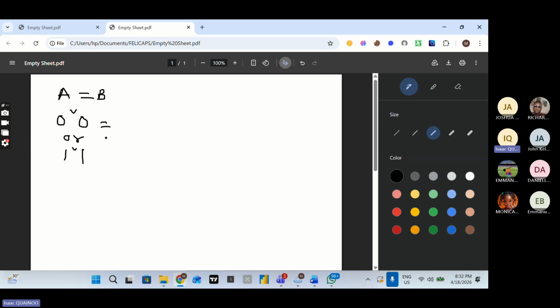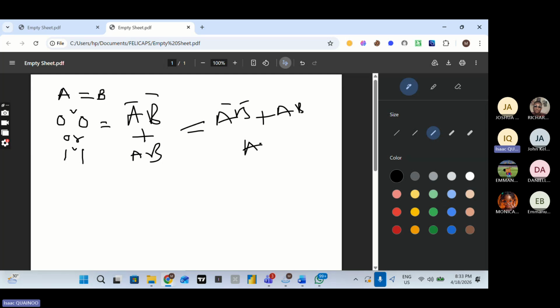Now we know that when A is 0, that is A prime, and B is 0 is B prime. And we all know that our AND is multiplication and our OR is an OR gate, which we write as plus. And then we have 1 and 1, which is A, B. This gives you the expression A prime B prime plus AB. And you all know that this is the same as an XNOR gate, which is A XNOR B.